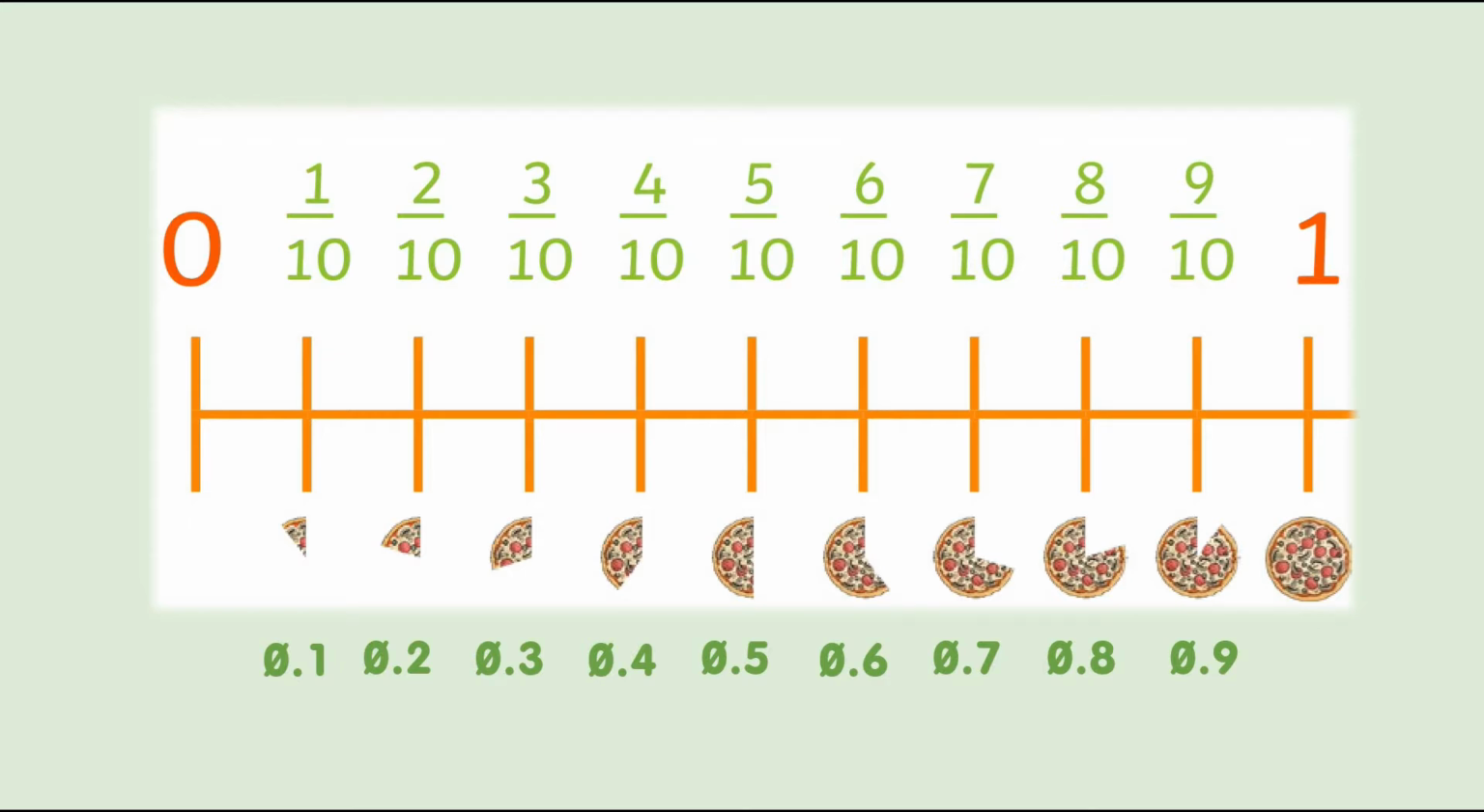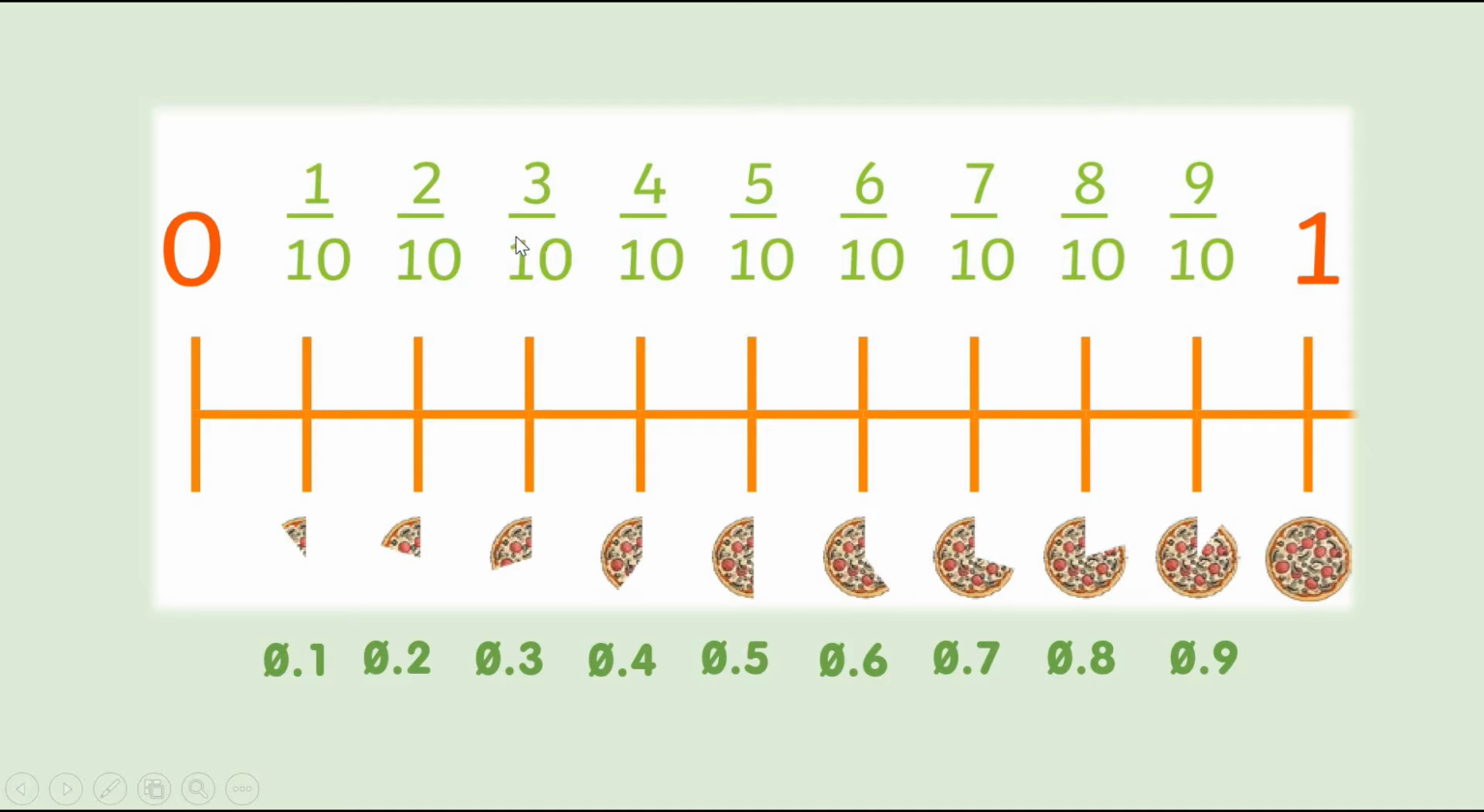Okay, let's look at this again. So 1 out of 10 equals 0.1 in decimal. 0.1 is exactly the same as 1 out of 10. It's just that 1 out of 10 is the fraction and 0.1 is the decimal. 2 out of 10 is exactly like 0.2. 3 out of 10, 0.3. It just means 3 parts out of 10 whole parts.